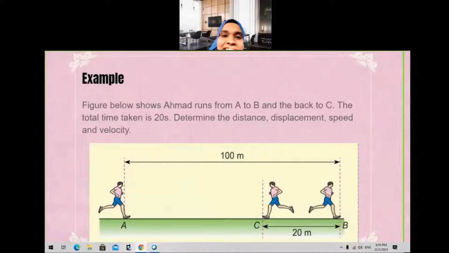Okay, now I'll show you one example and we will do some questions so that you can understand better. Okay, so the figure below shows Ahmad runs from A to B and then back to C. The total time taken by Ahmad is 20 seconds. So now you have to determine the distance, displacement, speed, and velocity. Next.